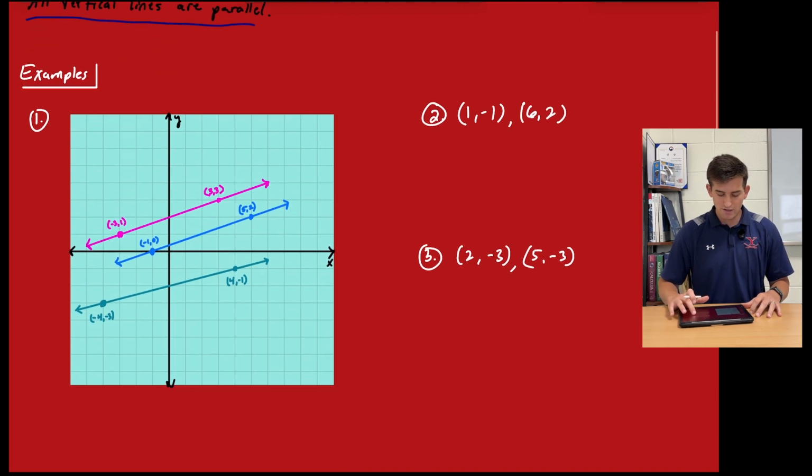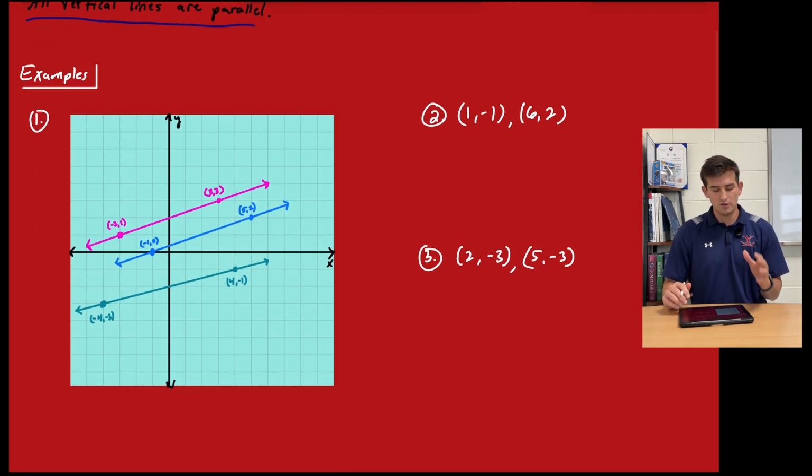All right, so we're going to do this in two different ways. Number one, we're going to look at 3 lines that are already graphed. We're going to find the slope of each line, and then we're going to decide which of these lines are parallel, if any. And then for 2 and 3, we're going to find the slope between those 2 points, and then we'll see if those are the same, we could say they're parallel, but if not, we would say they're not parallel. So let's dive in.